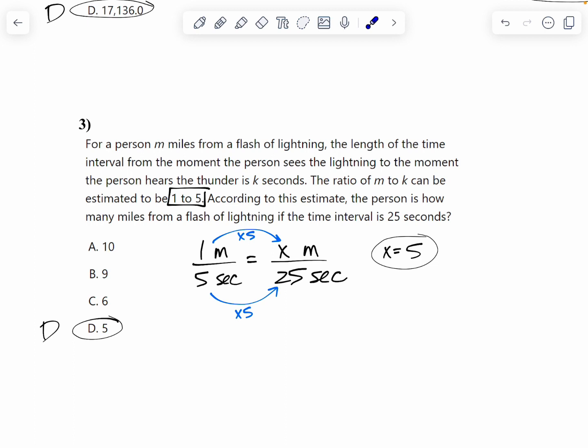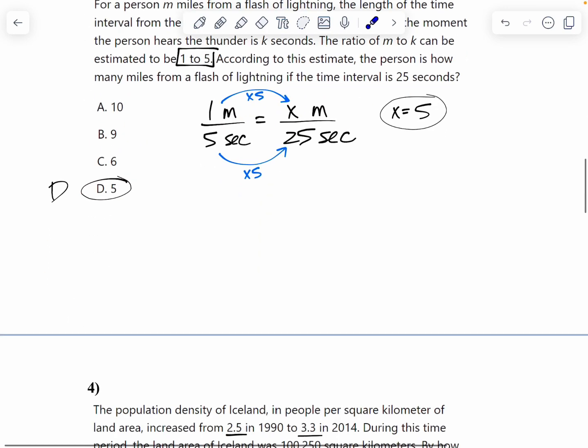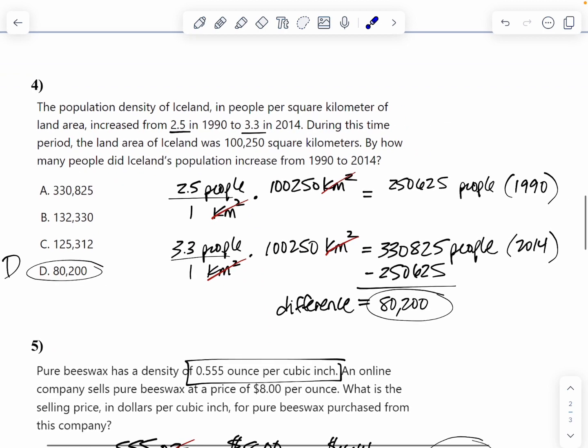And let's see, the time interval is 25 seconds. I put seconds in the bottom, so that's why I'm putting 25 seconds here. So now we can just cross multiply. You can go 5x equals 25, or you can notice that you take the 5 and multiply by 5 to get 25, which means 1 times 5 gives you 5. Either way, you end up with 5. So a proportion can also be helpful for problems like this.